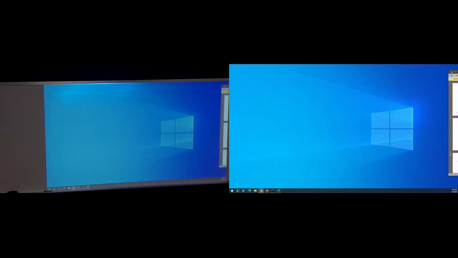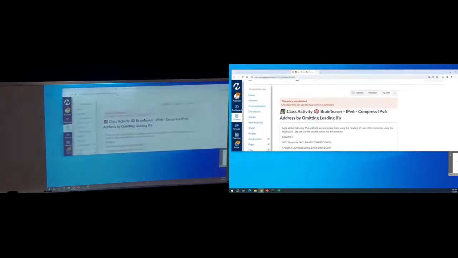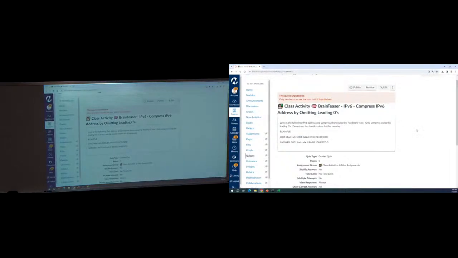Okay, so we're going to do a couple of assignments. Let me just get them going here. The first one we're going to do is this one. We're going to compress IPv6 addresses by omitting leading zeros. We're only omitting the leading zeros, so we're not going to do the double colons at this point. We're going to just practice one compression technique at a time, all right?